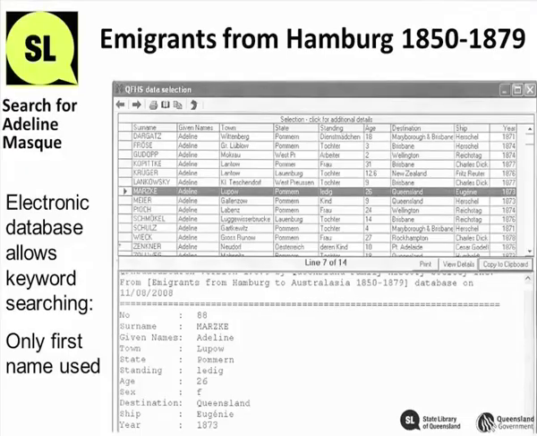I've already mentioned the emigrants from Hamburg, which indexes people leaving from the port of Hamburg, regardless of Australian states. We were asked to look for Adeline Mask, who was arriving in 1873. And Adeline's sufficiently unusual so that we could search by her first name. And so what had happened to her name, it was Marshke, M-A-R-Z-K-E, had become M-A-S-Q-U-E.